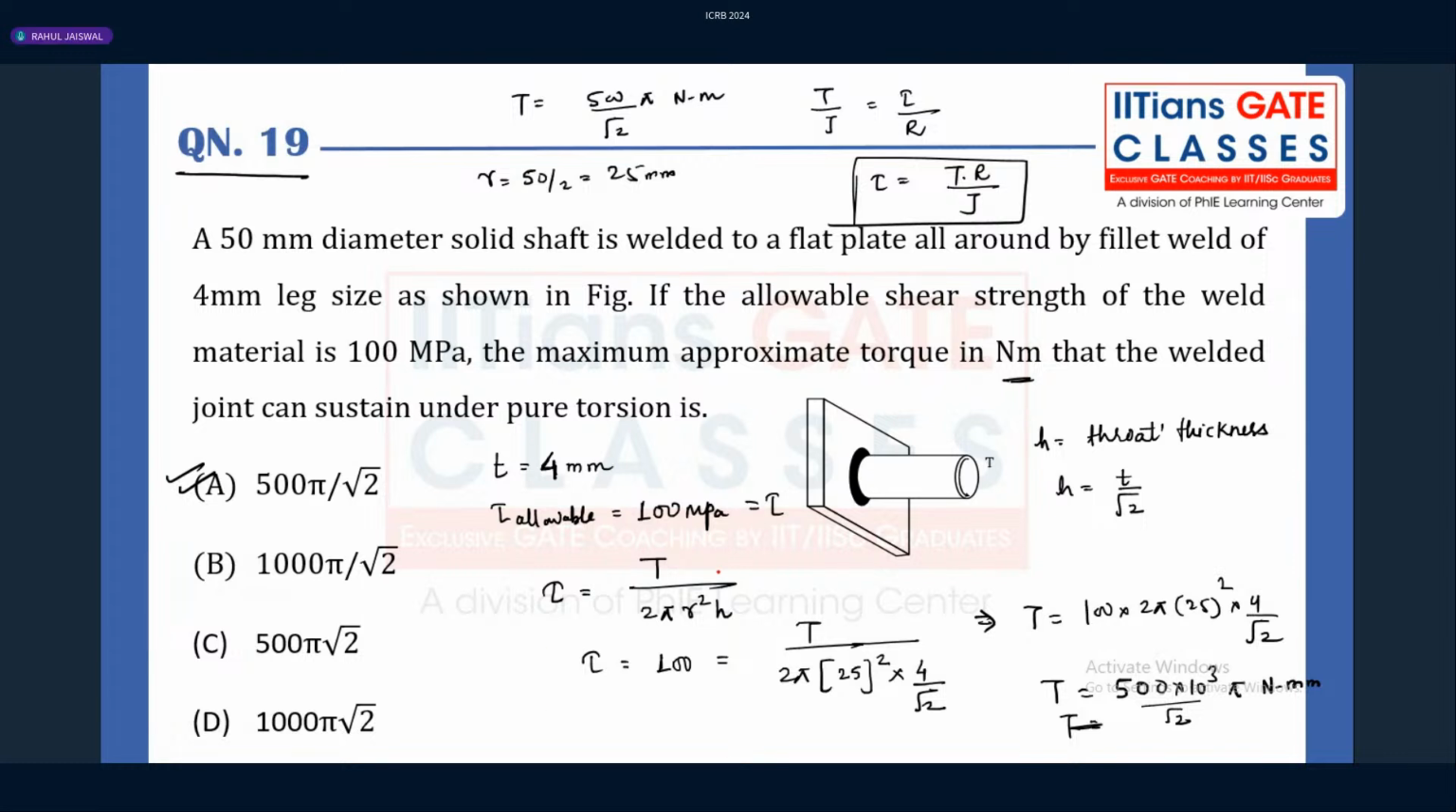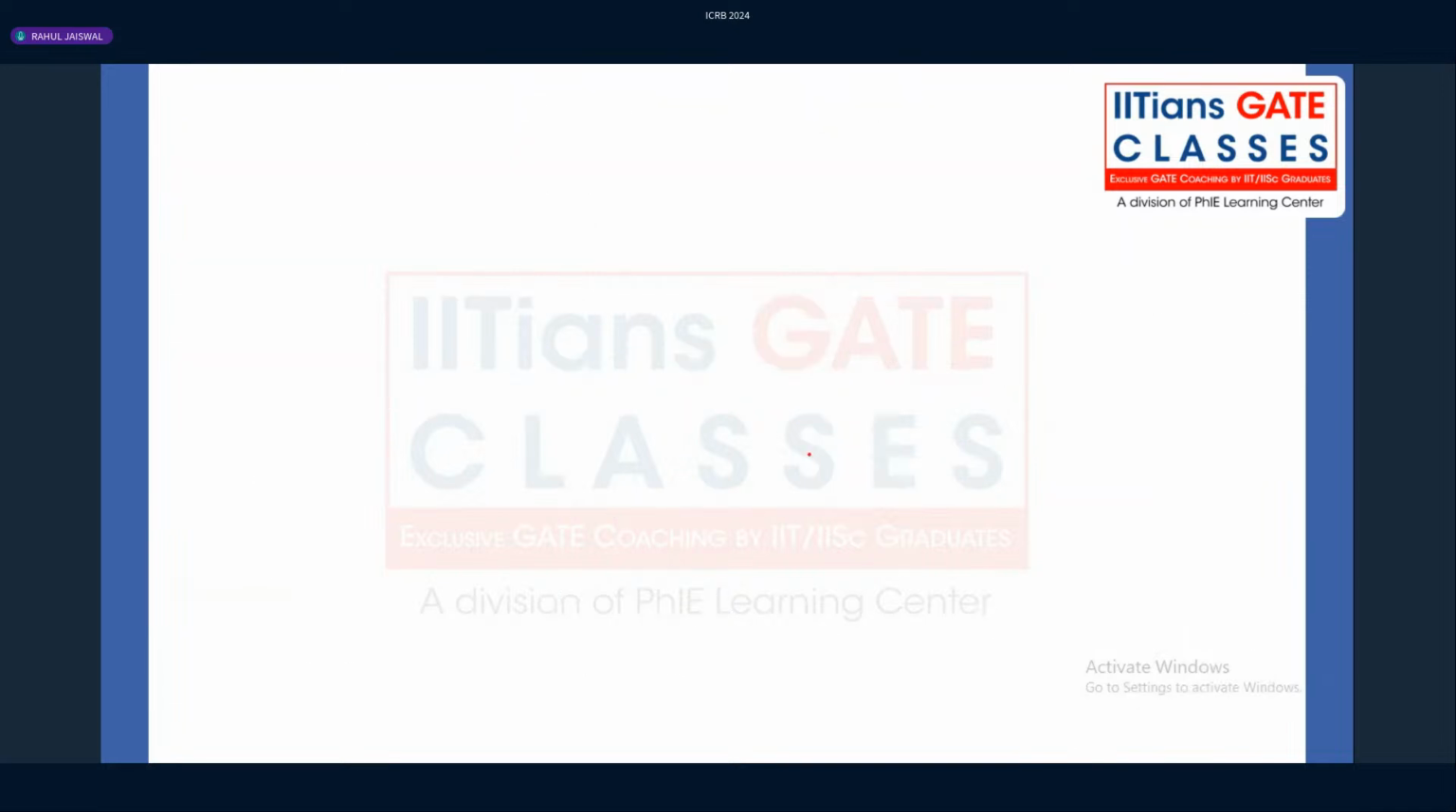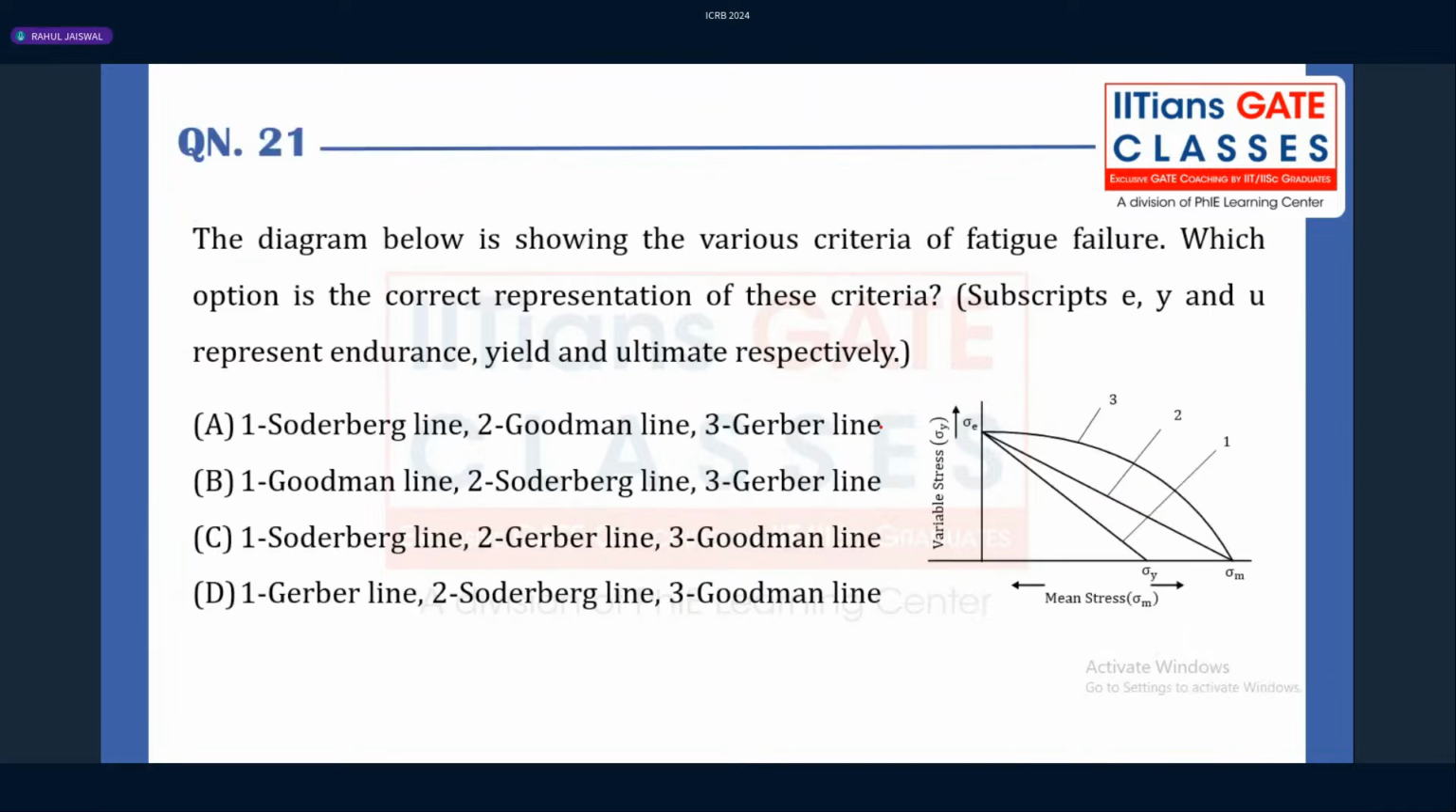Right. So all we need to do is remember the formulas in examinations. Coming back again to this question from machine design. If you see here, what they are asking: the diagram below is for the various criteria for fatigue failure. They are asking which of the following is a correct representation of these criteria. Suppose E, Y, U represent the endurance, yield, and ultimate strength respectively.